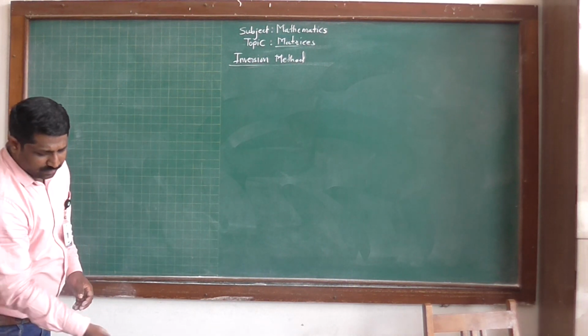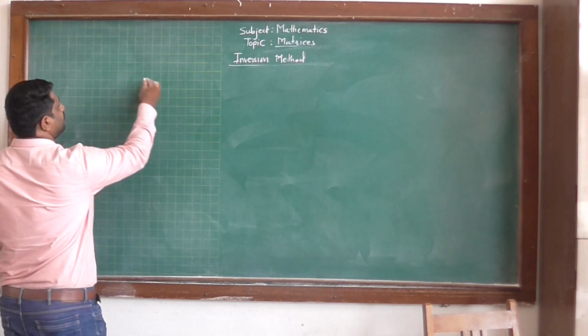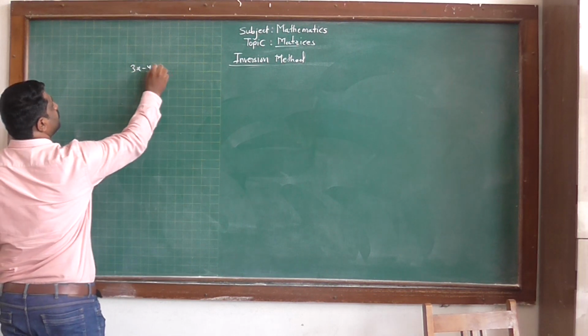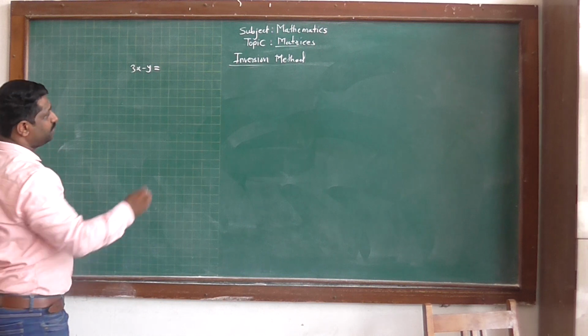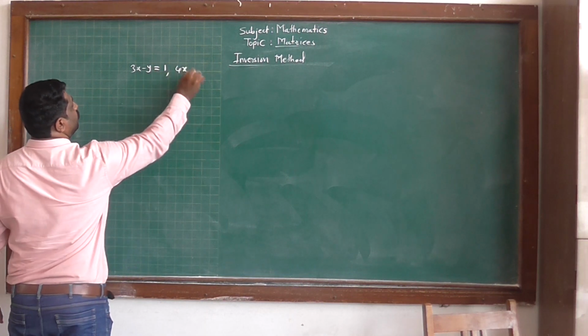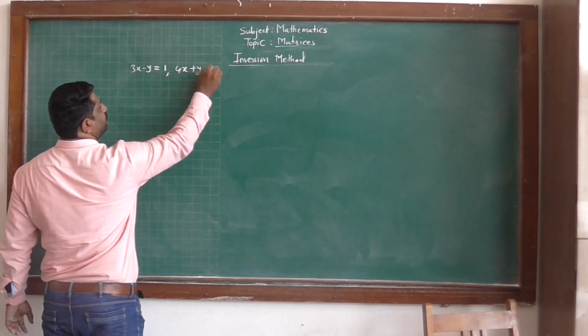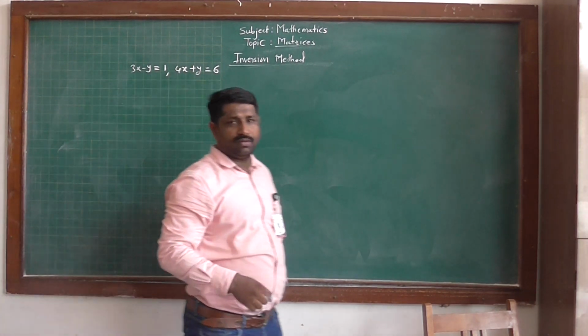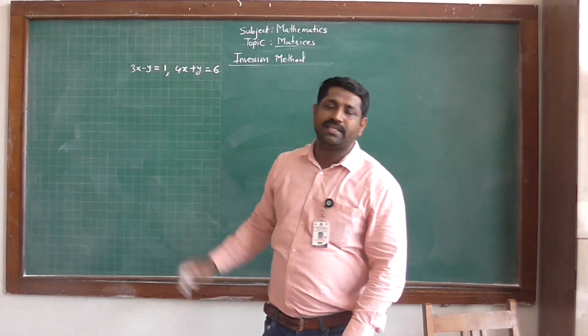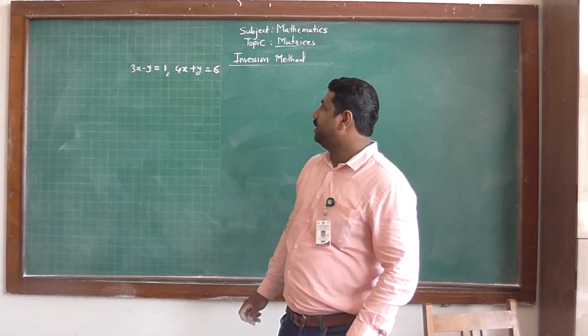Now example: 3x minus y is equal to 1 and 4x plus y is equal to 6. Now we solve the simultaneous equations by method of inversion.